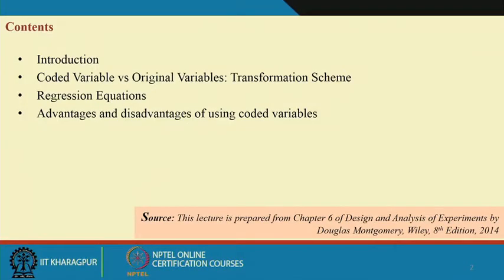Okay. So, let us see the contents I have already given you. We will give you the scheme for transformation from code, that is original to coded and coded to original. Then we will see some regression equations, and then we will discuss the advantage and disadvantage of using coded design variables, and finally, I will show an example from that advantage and disadvantage point of view.